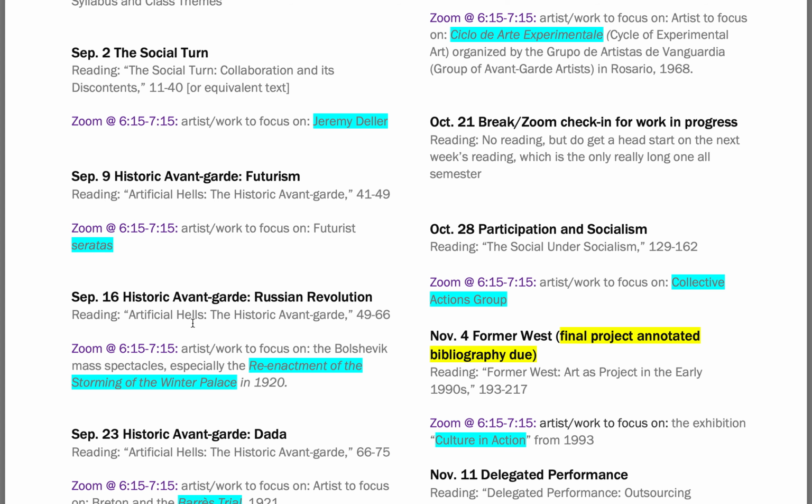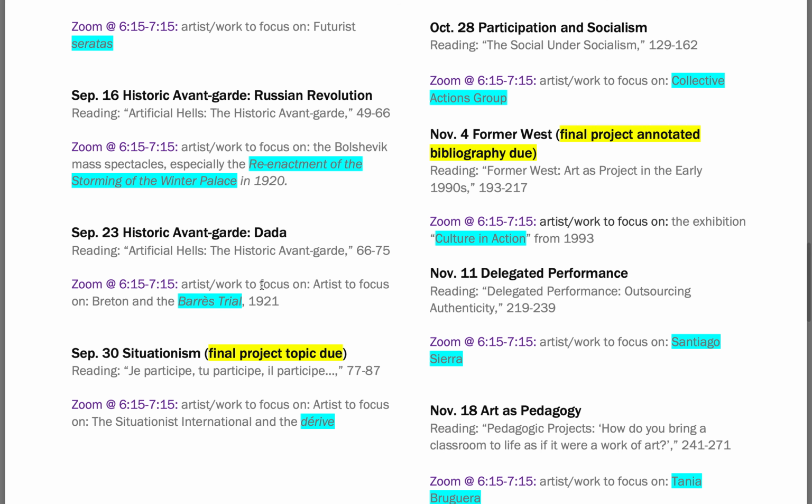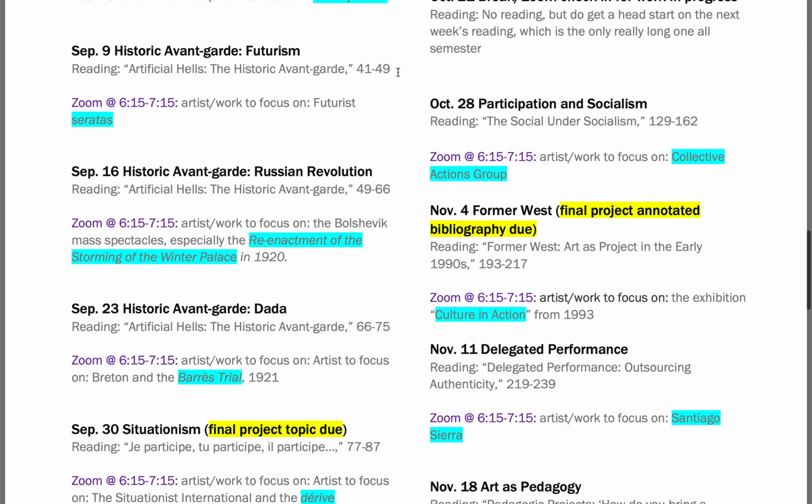So September 9th, 16th, and 23rd, we deal with the historical avant-gardes, precedents of this type of work in the early 20th century. So Futurism, the Russian Revolution, and Dada. Okay, so each time you have the pages from Artificial Hells. Those are the readings for that week.